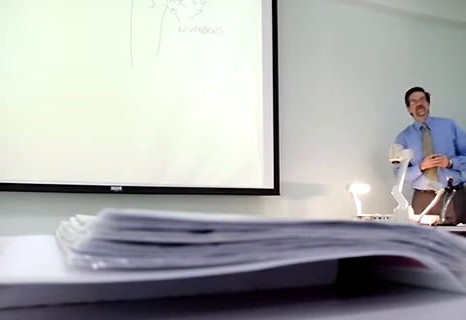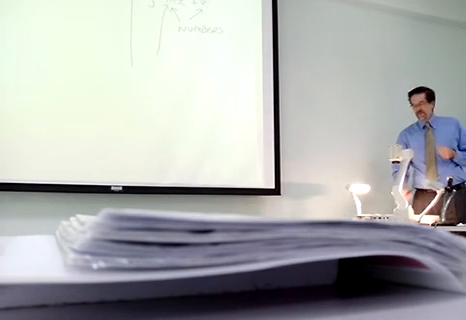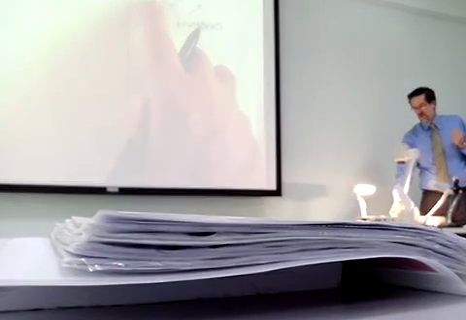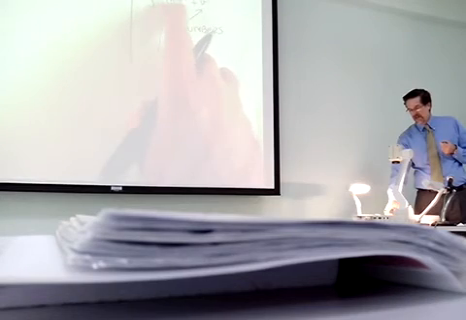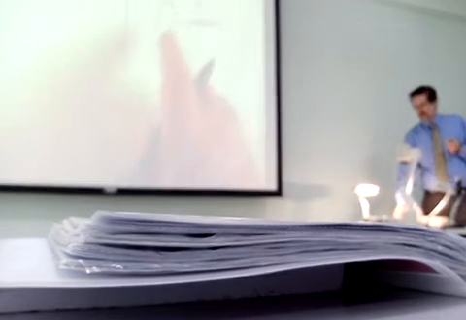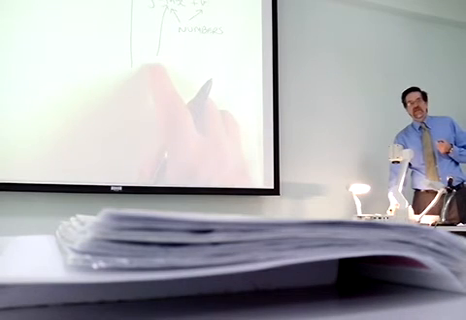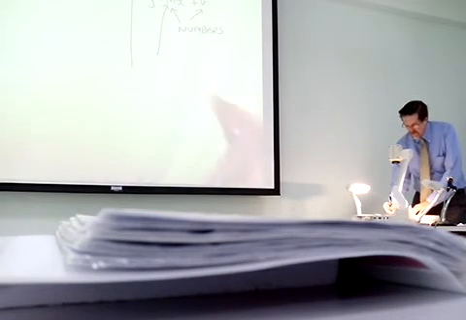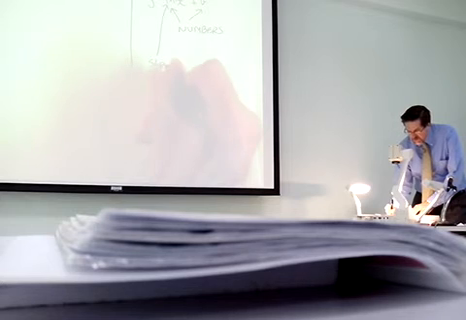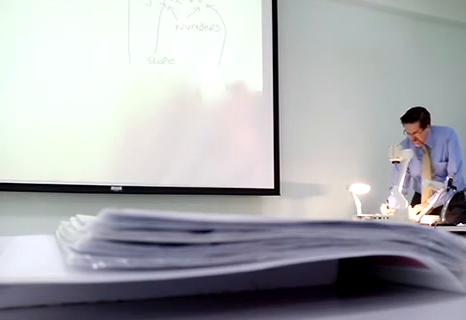M is the what? If we have an equation y equals mx plus b, m is the slope and b is the y-intercept, where it crosses the y-axis.